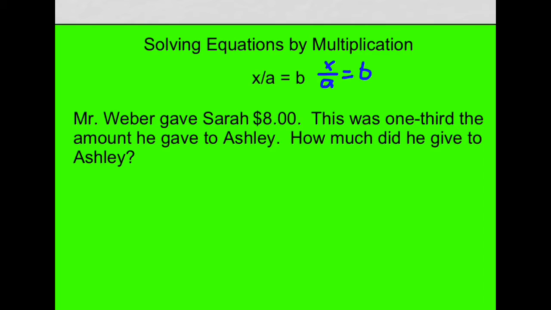So perfectly straightforward to get the answer, but I want to show what this might look like in the form of a math equation. So in the form of a math equation, what we'd do is we'd start out and figure out what's the unknown in the problem. Well, the unknown is how much he gave to Ashley. So we might say, let X equal Ashley.